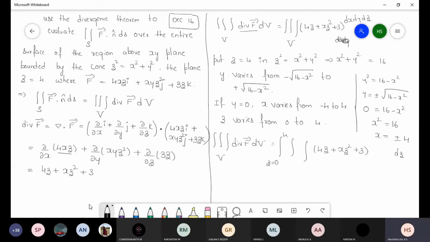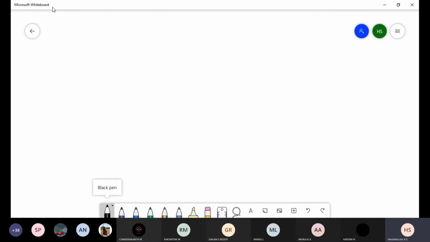Next, x is equal to minus 4 to 4. Here write dx. y is equal to minus root of 16 minus x square to plus root of 16 minus x square. Here we have to write dy. So I just write here integral z is equal to 4, integral x varies from minus 4 to 4. With respect to y, we are doing the integration with respect to y.